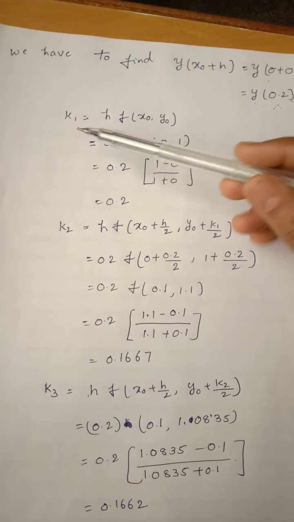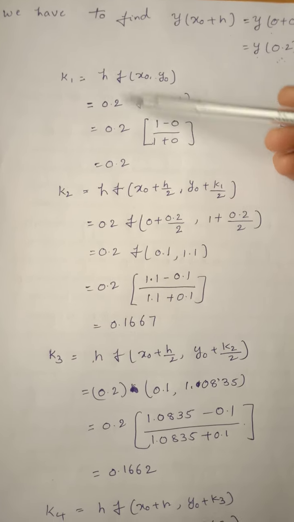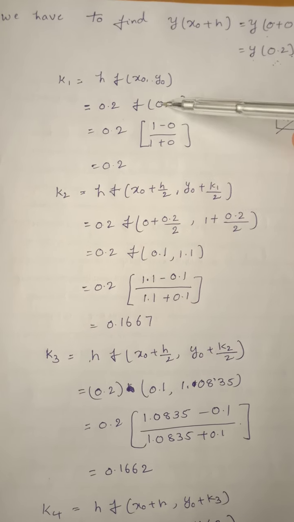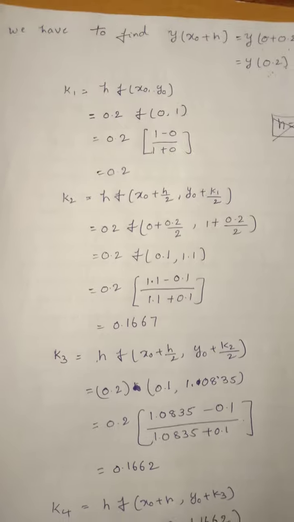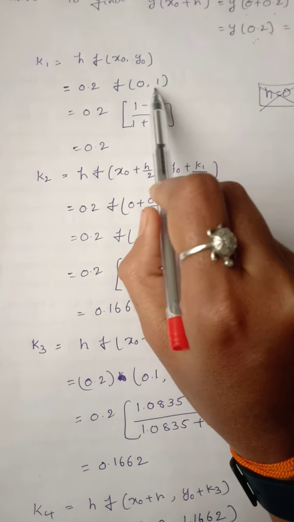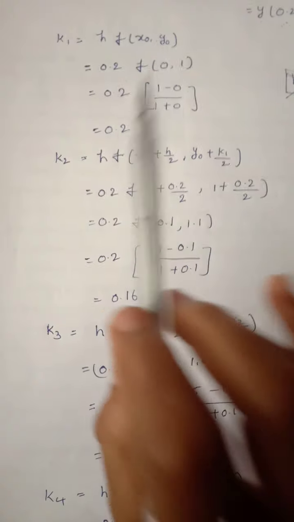Okay, now find the value of k1, that is h into f of x naught comma y naught. The h value is 0.2, x naught is 0 and y naught is 1, given in the problem. Substitute in the given function, y minus x by y plus x. So you substitute y as 1 minus 0 by 1 plus 0, so k1 is 0.2.